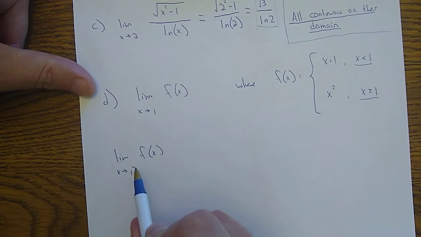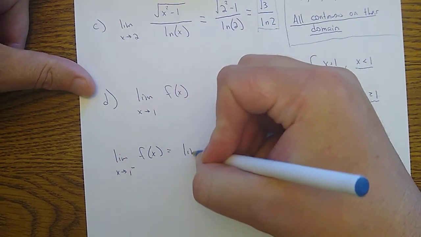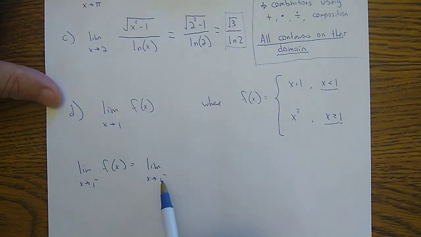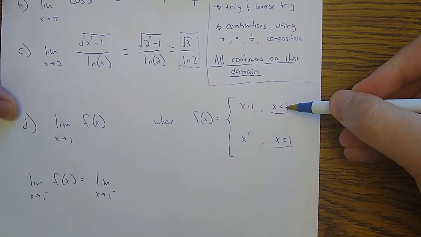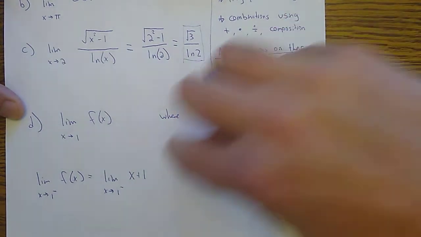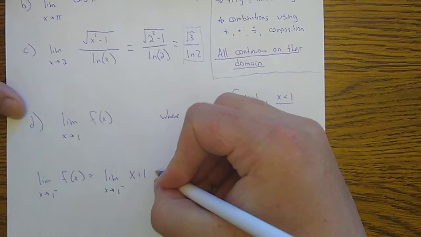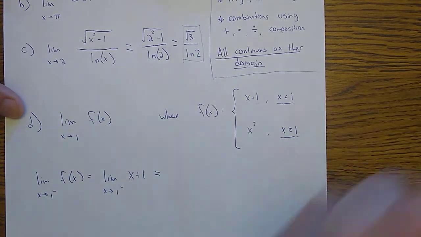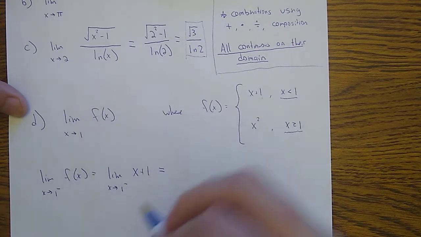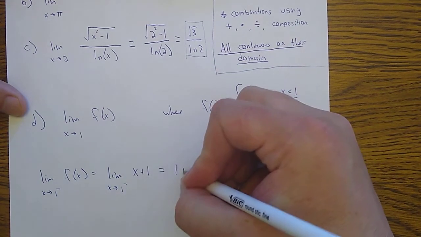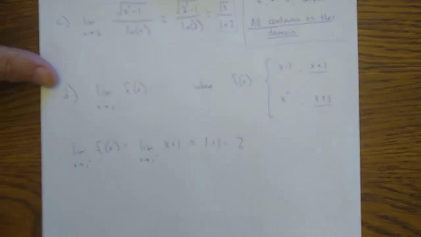The limit as x goes to 1 from the left. If x is going to 1 from the left, then I should use the formula for x smaller than 1. So I copy that formula down. Now that I've got that down, this is an elementary function. X plus 1 is an elementary function, so I can get this just by plugging in x. And so keep in mind x is going to positive 1 from the left, so I'm going to write 1 plus 1. Okay.